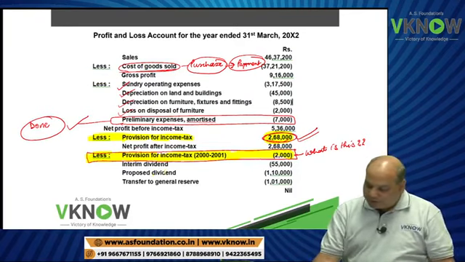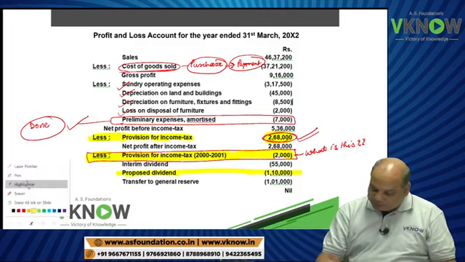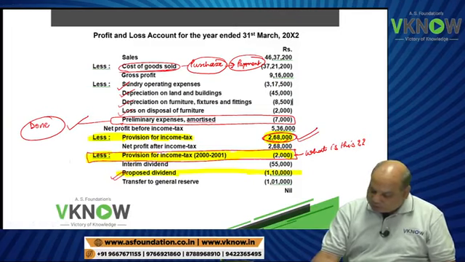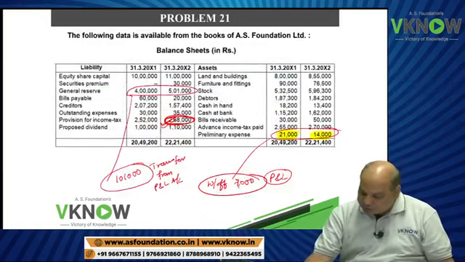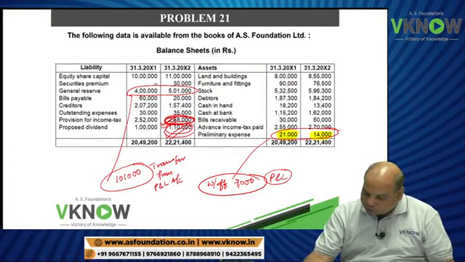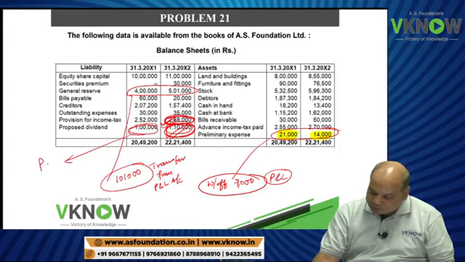Then next is interim dividend paid. Proposed dividend, tick mark. Proposed dividend you tick mark here 1,10,000, and proposed dividend you tick mark here also 1,10,000. So this is already reflected in P&L account. So what happened to this proposed dividend of 1 lakh? This is paid.